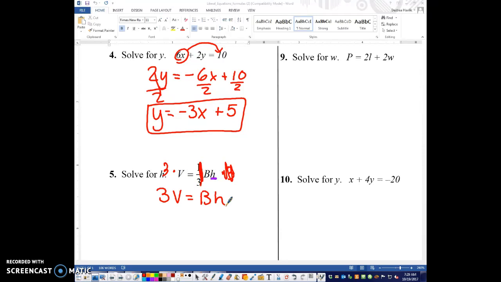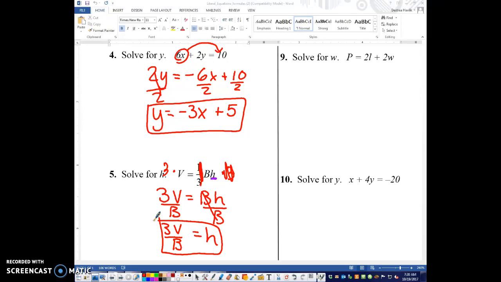To get rid of that b, how do we get rid of it? Divide. Yeah, because it's multiplying. So we still need to divide by this b. So h is going to equal what? 3v divided by b. Just what you have there. This might look confusing and silly, so that's why I'm telling you just follow the rules and you should do just fine. Okay? Just follow the rules.